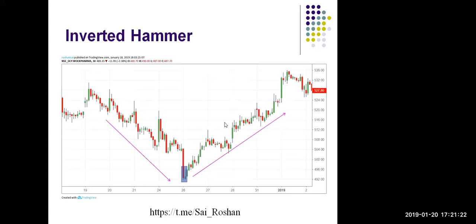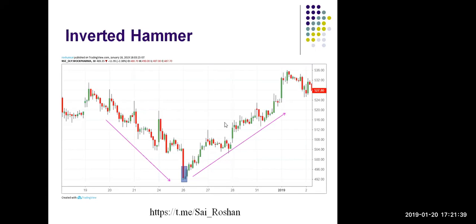Okay, now you can see this example, an inverted hammer formation. This is, I guess, Wockhardt Pharma. It's a 30 minutes chart. So you could see that the market is in a downtrend, and you could find an inverted hammer over there, and then the next candle has closed.